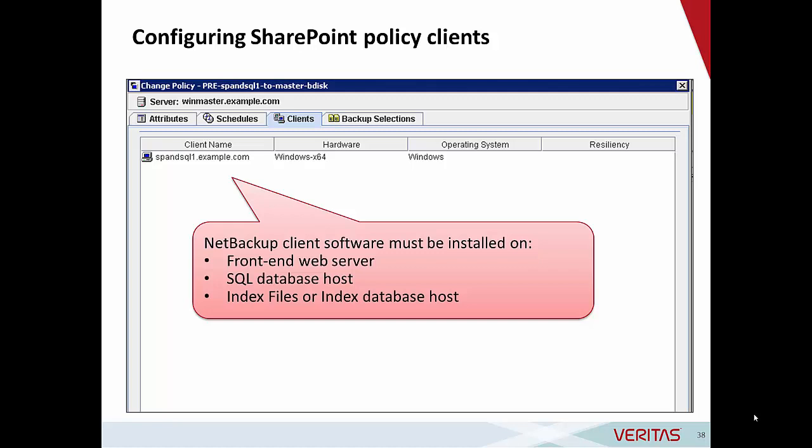Next, on the Clients tab, I specify the hostname of the front-end web server that runs the central administration service. And note that is the only client that needs to be added to the policy. NetBackup accesses the whole farm through the front-end server. Do note, however, that even though there's only one client on the list here, the NetBackup client software still needs to be installed on all front-end web servers, all SQL database servers, and all index database hosts.